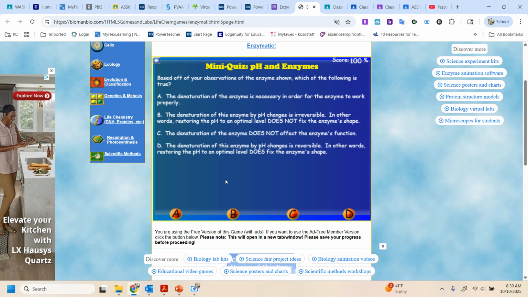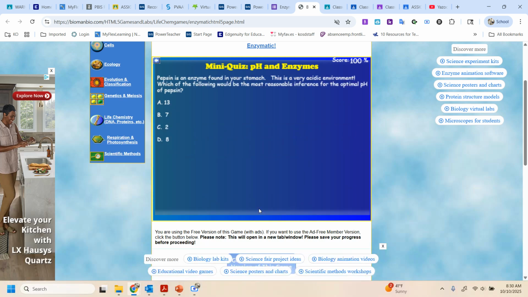Denaturation of this enzyme by pH is irreversible. Well, actually, unlike temperature, it was reversible. When I went back to that ideal pH, the enzyme was able to work again. So we're going to pick D, where the enzyme was able to be fixed when I made the pH optimal again. Pepsin is an enzyme found in your stomach.